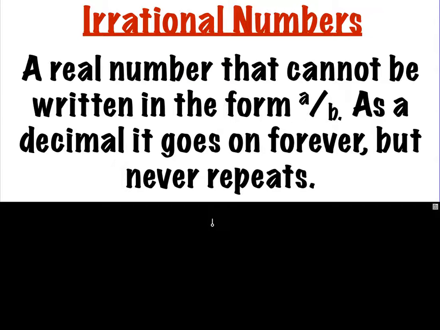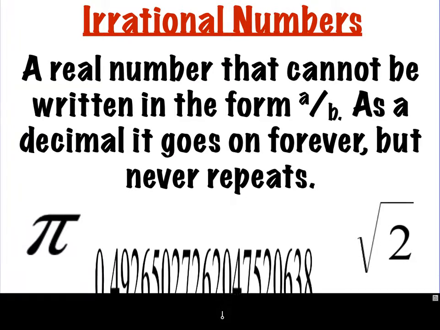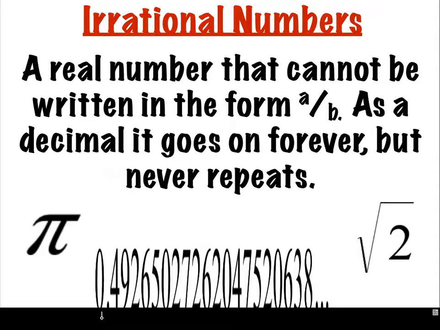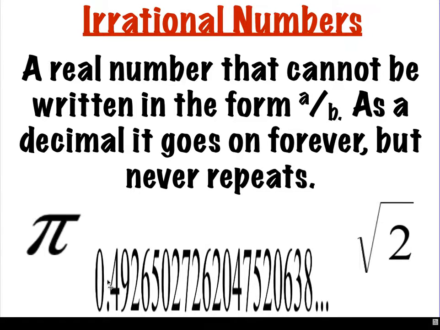A couple examples of irrational numbers would be pi, which we all know goes on forever and ever. This number here that you can see has no repeating values, and the 3 dots implies that it goes on forever. And the square root of 2, because 2 is not a perfect square, so it's an irrational number. Any number that is not a perfect square that they try to take the square root of is going to be irrational.